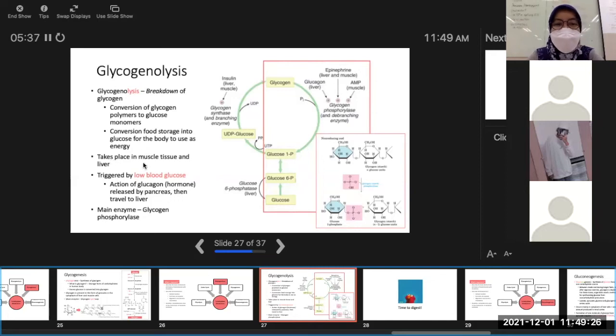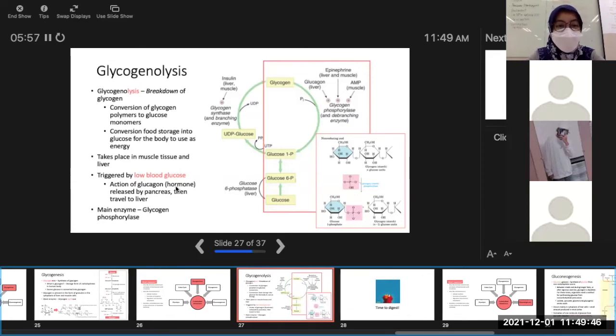This takes place in the muscle tissue and liver, because storage just now also happens in muscle and liver. Whenever we need to retrieve the storage, it needs to happen at the same place. It is triggered by low blood glucose, and the hormone involved would be glucagon. After a meal, insulin would be triggered, but in the hungry state, glucagon will be triggered to kickstart glycogenolysis.